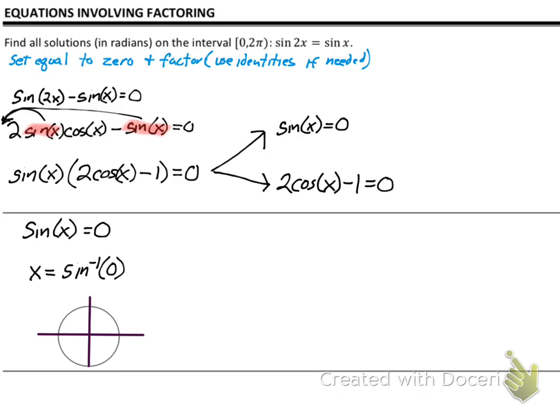And if we went ahead and looked at our unit circle, we would see that sine equals 0 at 0 and at pi. What I want to note is, hey, these are exactly 1 pi away. So either our x equals 0 or our x equals pi.